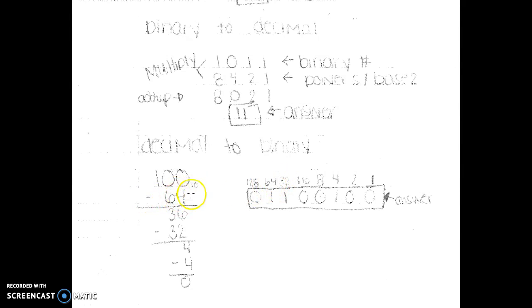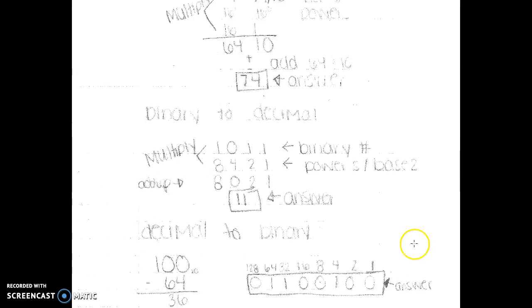So I'm going to subtract 64, and I'm going to put a 1 under 64. I do that math, and I get 36. Now I want to see what's the biggest number I can subtract from 36 from my powers. That's going to be 32. So I'll put a 1 here, and subtract 32. Easy math, we got 4. Now what's the biggest number I can subtract from 4? Conveniently enough, it's 4. So I subtract 4 and then I have 0. I don't have anything else to subtract, so I fill in the last 2 places with 0.